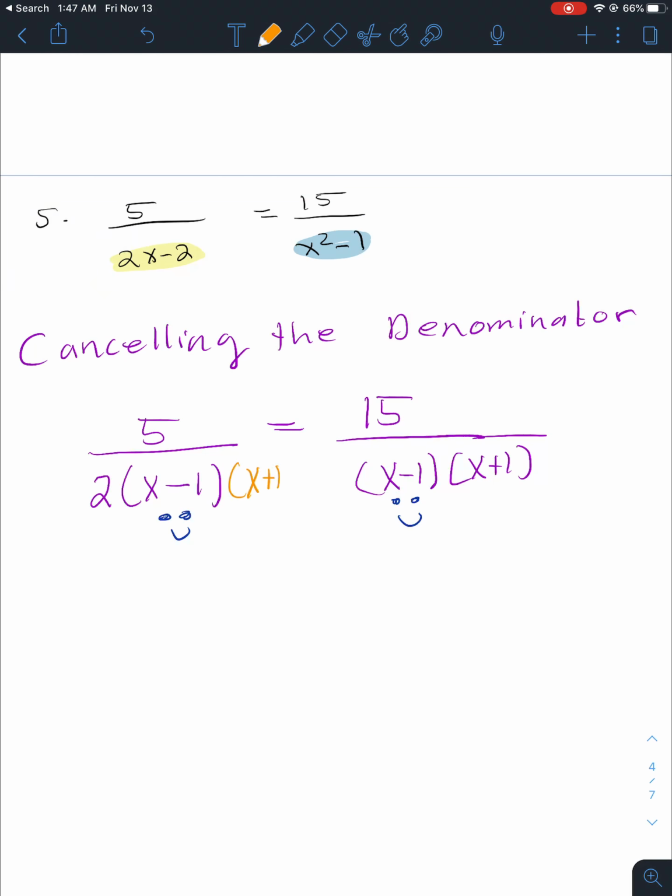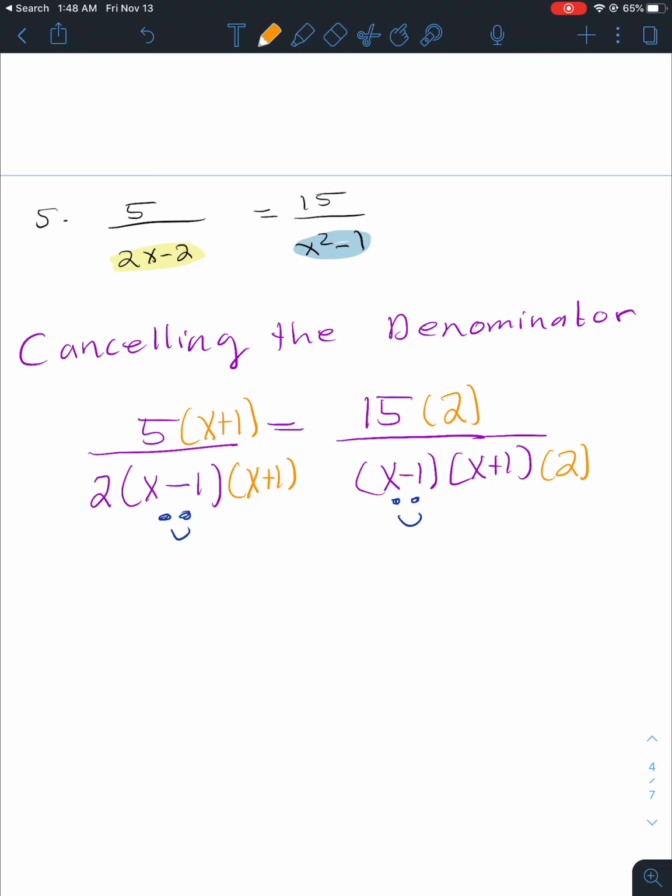this left side is missing an x plus 1. So I'm going to give this an x plus 1. This side is missing a 2. And this is missing a 2. Just remember that whatever you multiply the denominator by, you have to multiply the numerator by, because x plus 1 divided by x plus 1 is technically 1. 2 divided by 2 is technically 1. We are not technically changing the value of what we are doing. So we're kind of cheating in this way.